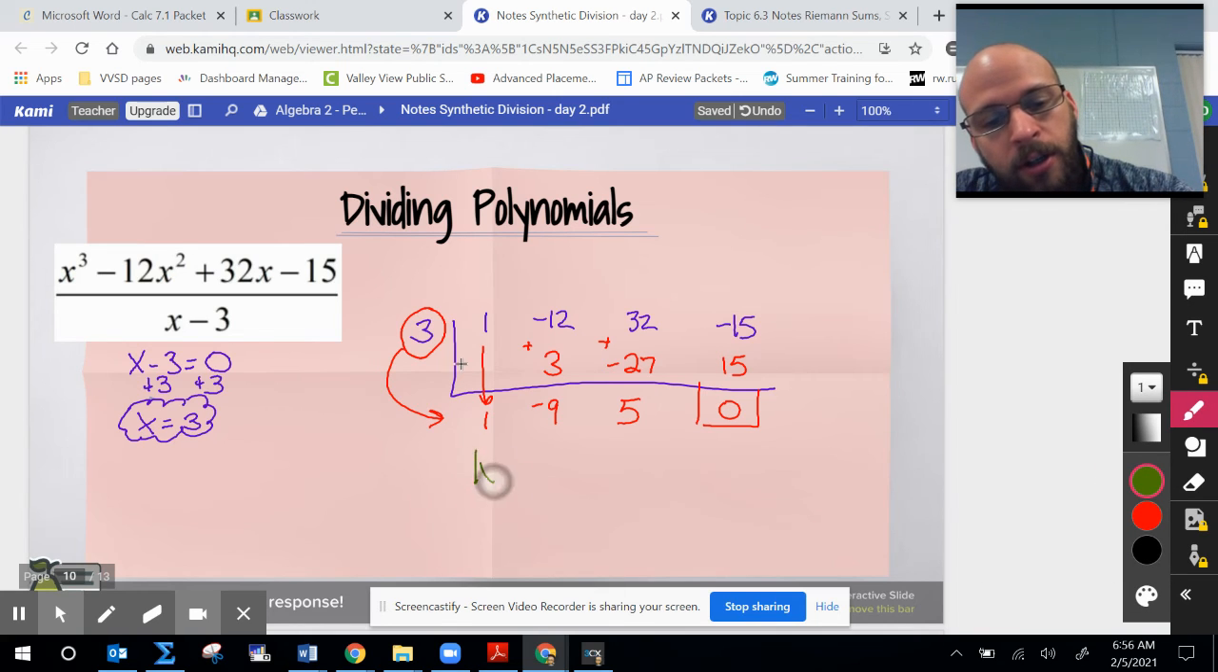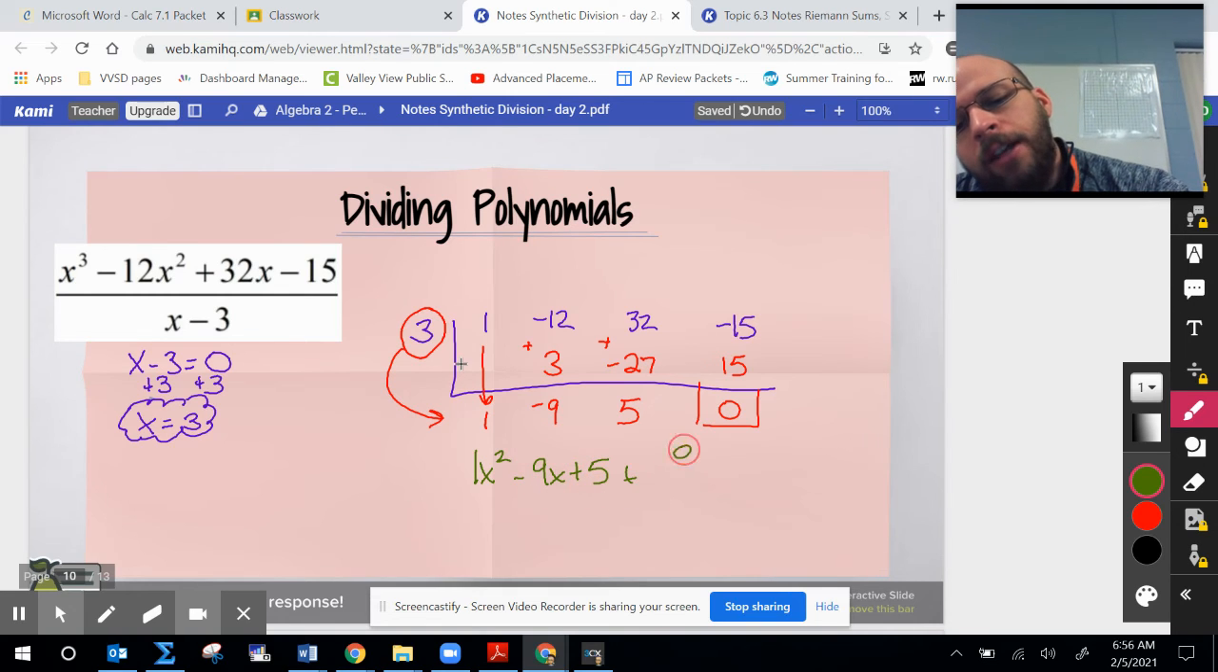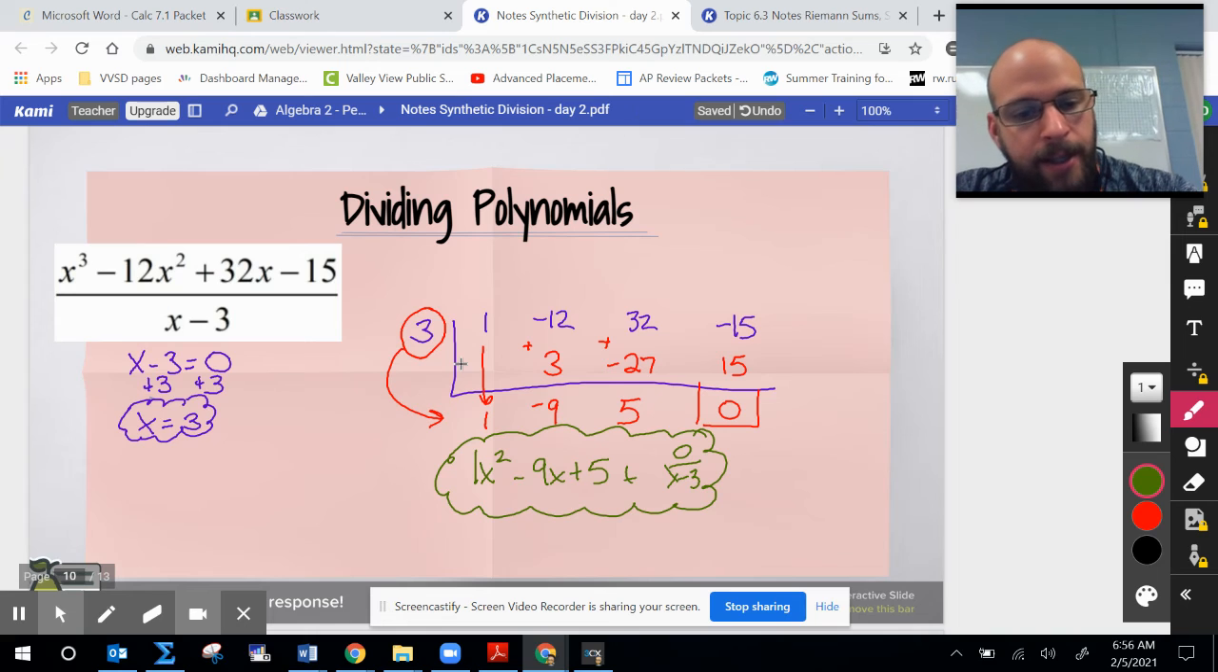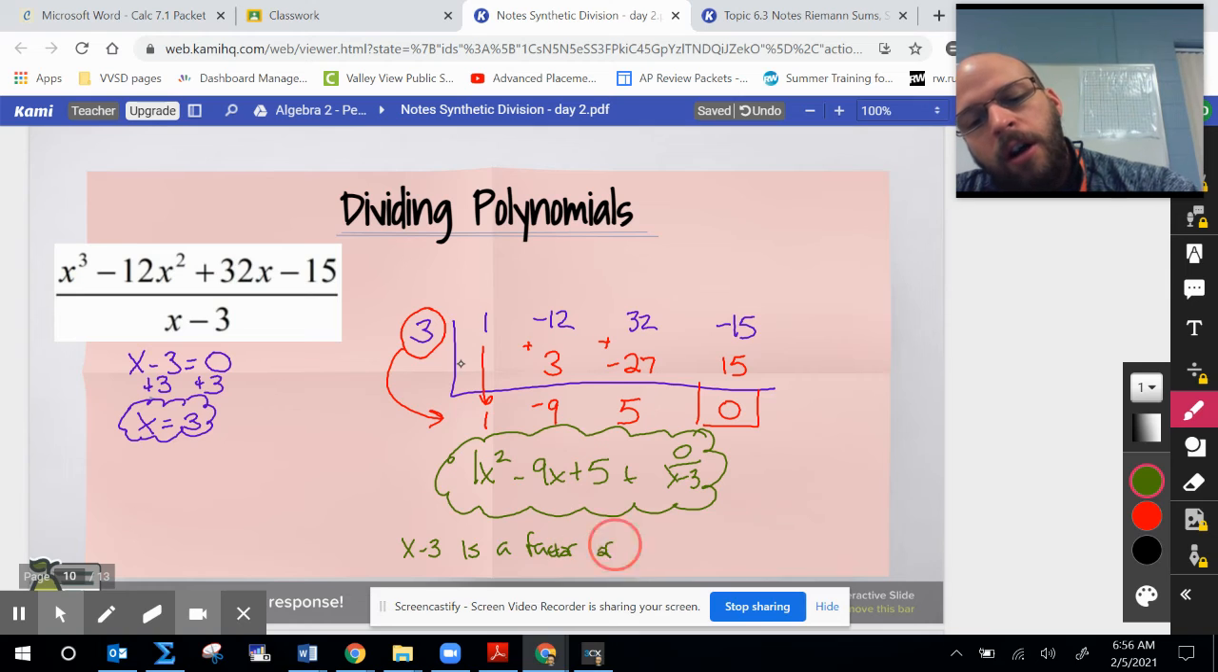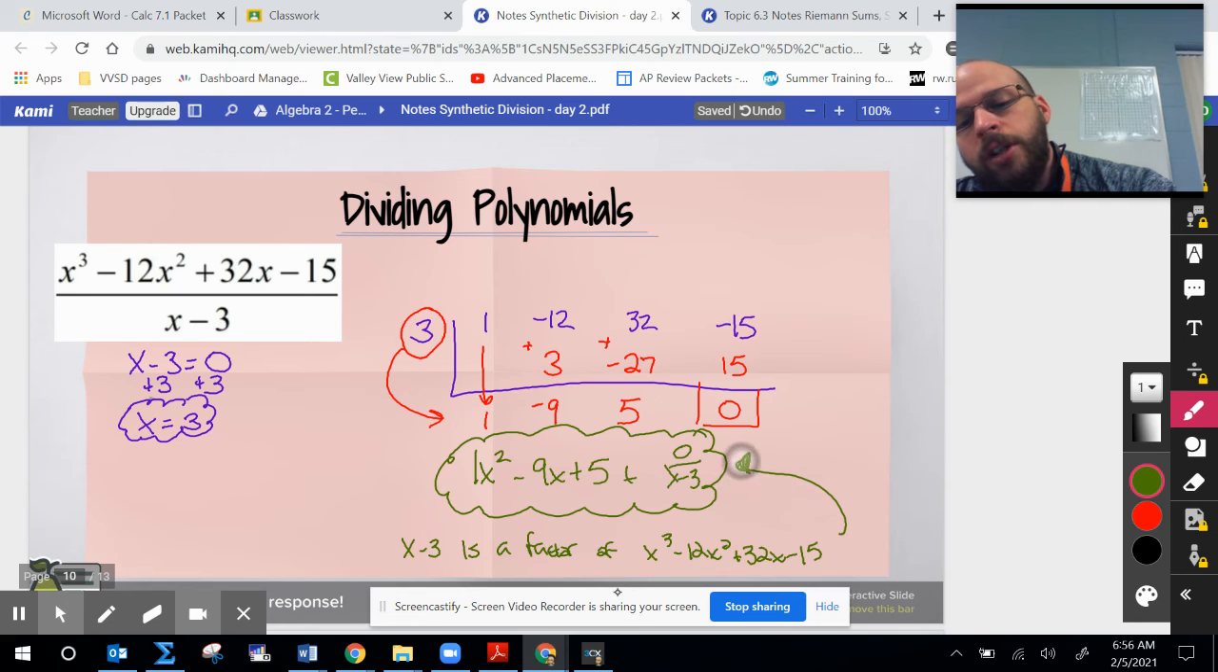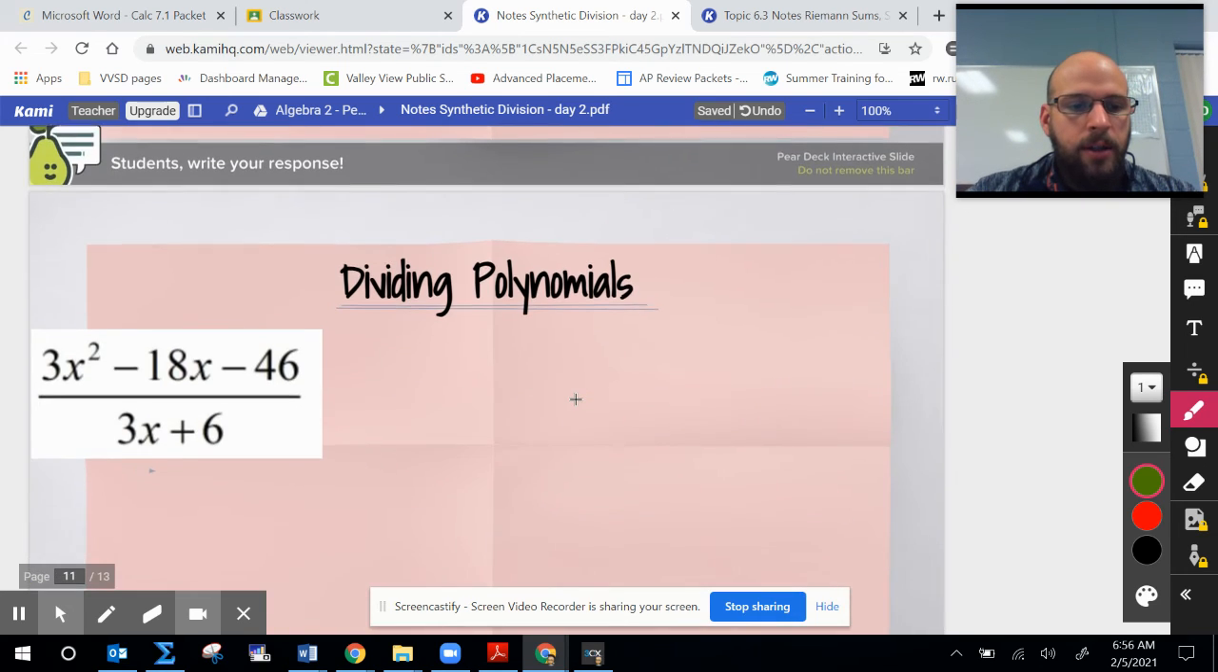I know the answer from the division is 1x squared minus 9x plus 5, and then my remainder, okay, is 0. And I can say x minus 3 is a factor of x cubed minus 12x squared plus 32x minus 15, right? Because the remainder is 0.